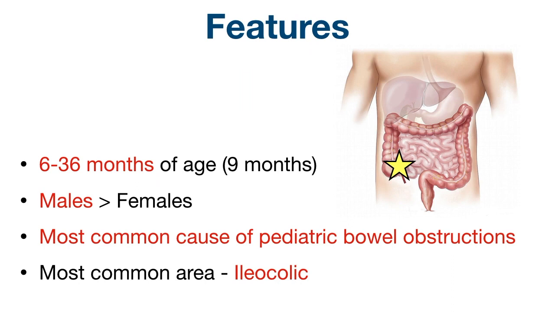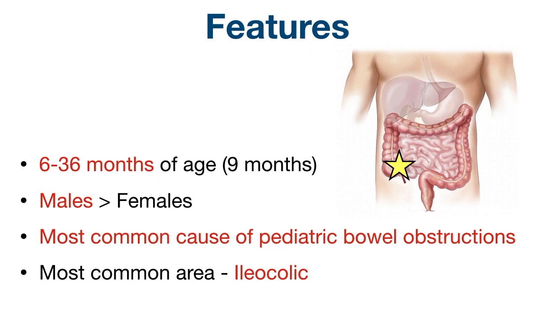Intussusception is most common at the ileocolic region, which is the junction of the ileum and cecum of the colon. The information in red is important for board exams. Often the question stem for intussusception will have a 6 to 36-month-old male presenting with signs of bowel obstruction and symptoms associated with the condition.